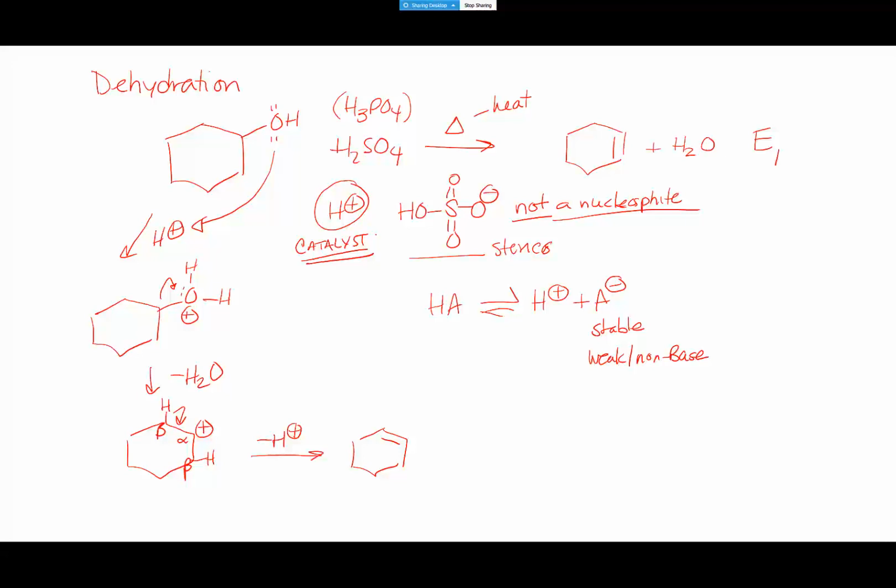So this technically is what kind of mechanism? Taking cyclohexanol, reacting with H2SO4 to form the final cyclohexene product. How would we classify it? Number one, am I doing substitution or elimination? Elimination, because elimination always gives you a double bond. So it's E. E1 or E2? Why? Because it's a carbocation. So it's E1 because it's a carbocation.